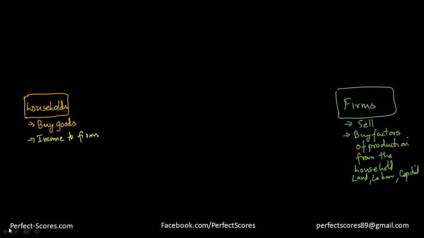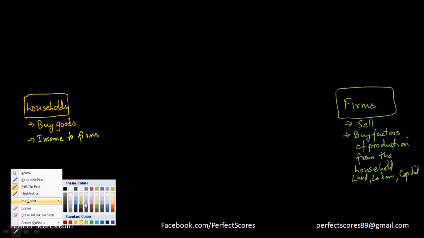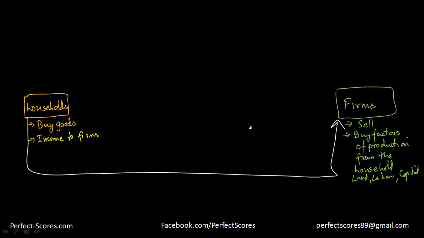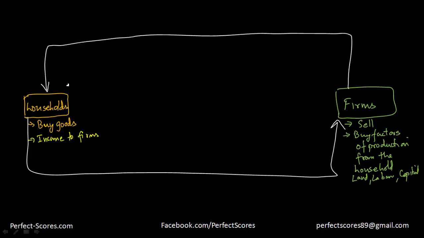If I just talk from this point of view, households provide income to the firm, and they also provide land, labor, and capital to the firm. So this is income and land, labor, and capital. And what do the firms do? They in turn provide goods and services to the households. So you have both ways, and income is flowing to firms and also to households.